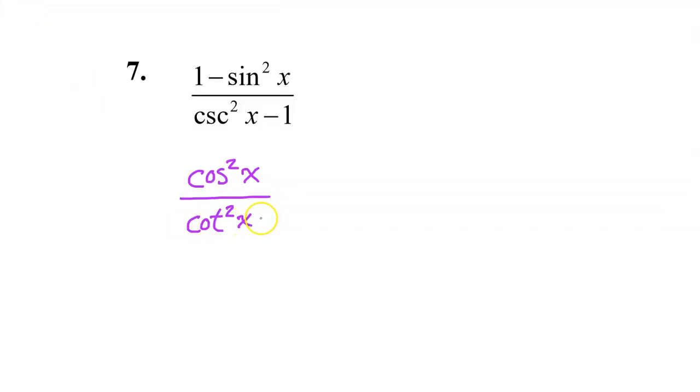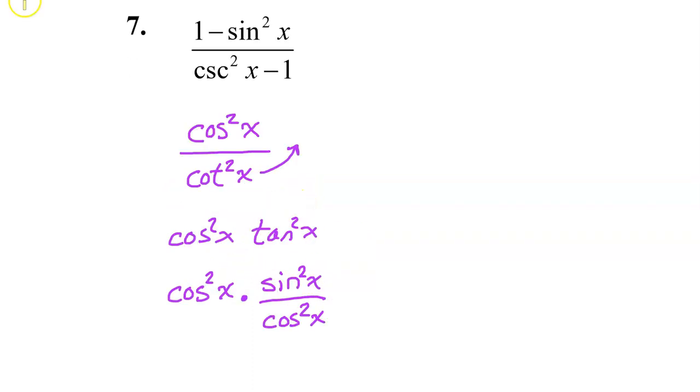I'm going to use my shortcut again. If I move cotangent squared out of the denominator, I'm really taking the reciprocal of it. So I will have cosine squared. I'm just bringing down that same numerator. But cotangent squared will become tangent squared once I move it up.